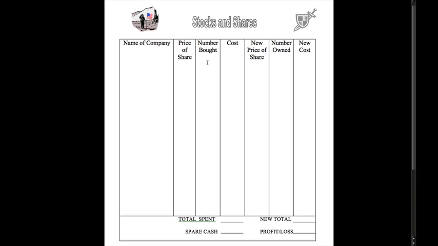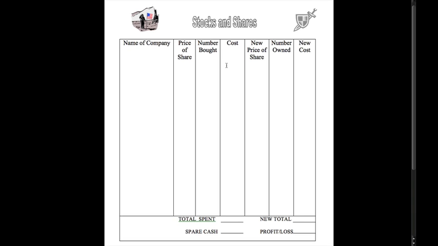Third column, how many of the shares do you want to buy? 1, 10, you've got a certain amount of money, you're being encouraged to spend it. Finally, the fourth column, the cost column. Multiply the price of the share by the number bought, remembering again to keep an eye on that decimal point.